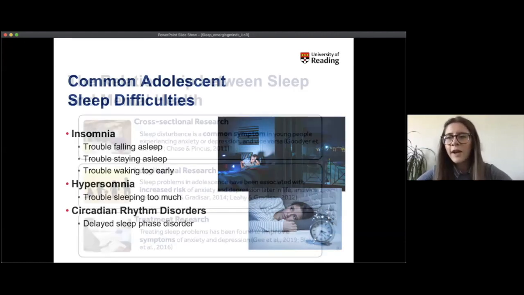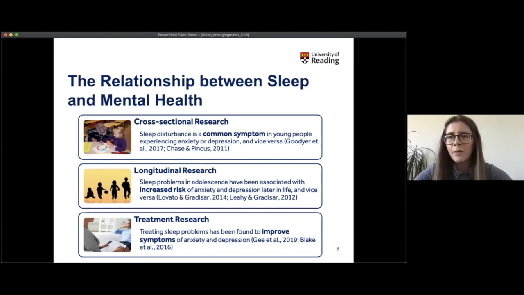So the final area that I want to touch on before I hand over to Dimitri is the relationship between sleep and mental health. Now, this is an area of research that is really booming at the moment, and over perhaps the past 5 to 10 years has been gaining a lot of attention. It's a really important area of work that I think can hopefully help us to support families better.